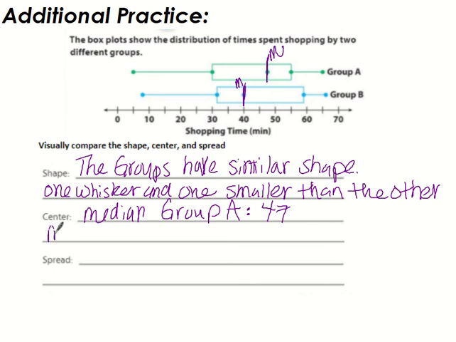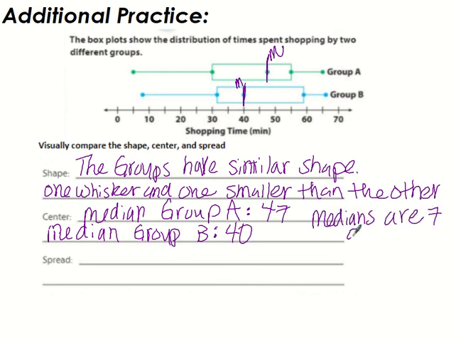So then we'll go median group B. And the nice thing is the median for group B is actually at 40. So we would say medians are 7 apart. Maybe put a star next to that. So there's 7 difference. All right, spread. We can actually look at 2 different spreads now. If we want, we can look at the range, but we also can look at their interquartile ranges as well.